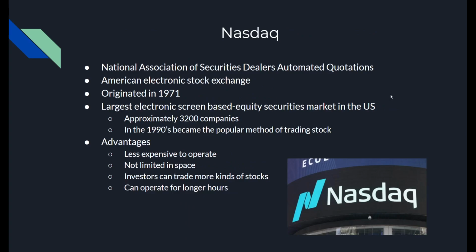So what's the NASDAQ? The NASDAQ is the National Association of Securities Dealers Automated Quotations. The American electronic stock exchange began in 1971. It is the largest electronic screen-based equity securities market in the U.S. There are, give or take, a little more than 3,200 companies. In the 1990s, it became the most popular method of trading stocks. And the reason is because they have some advantages, like less expensive to operate, not limited in space. Investors can trade more kinds of stocks and can operate for longer hours. So, for example, the S&P 500, you need a lot of requirements. The NASDAQ, it's much easier to get into this index.